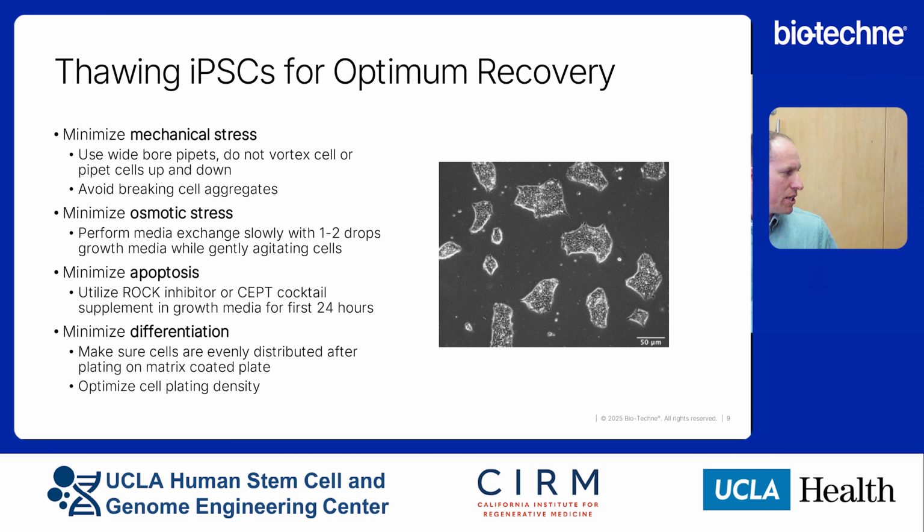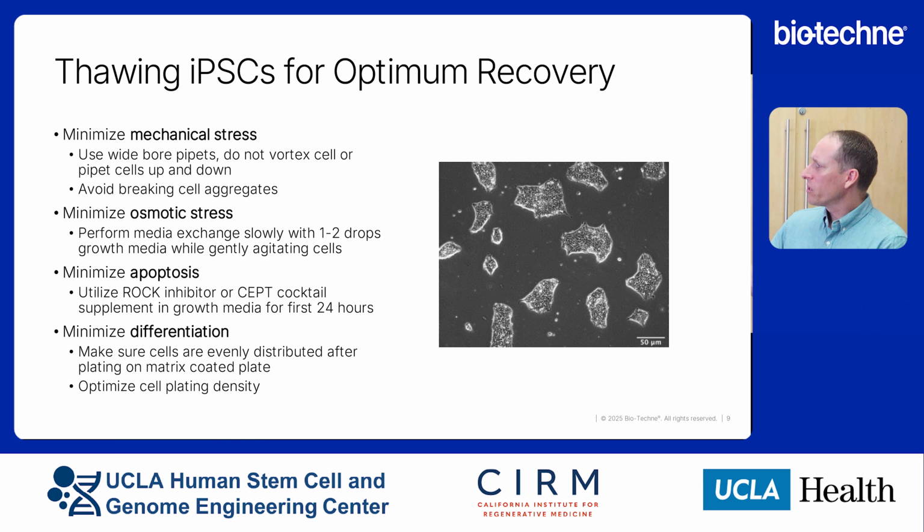So as Katai mentioned, one of the important things in iPSC workflows is minimizing stress on the cells. And thawing is a very stressful process for cells, specifically stem cells. So it's not just as easy as taking them out of the freezer, throwing them into the water bath, throwing them into your media and plating them. We want to minimize mechanical stress, so we use wide bore pipettes. We don't vortex or pipette up and down with our cells. We really want to avoid breaking the cells up from that aggregate state. We want to keep them as little rafts, little aggregates.